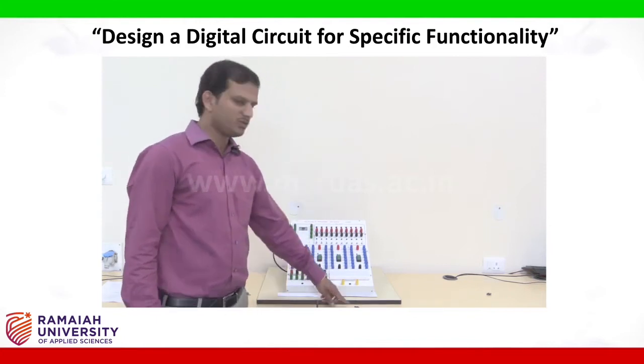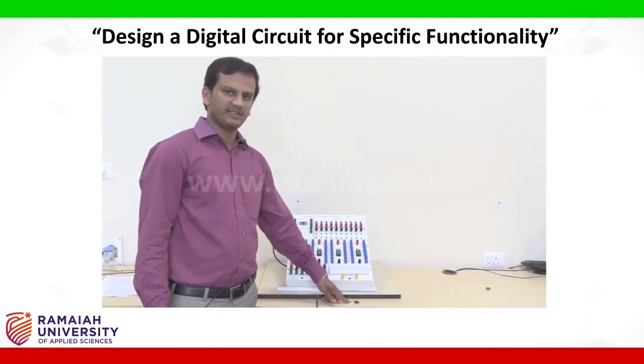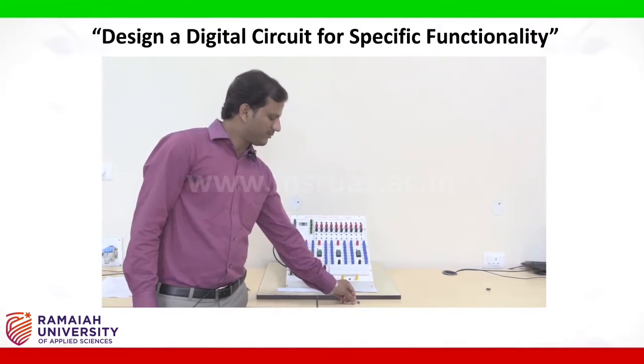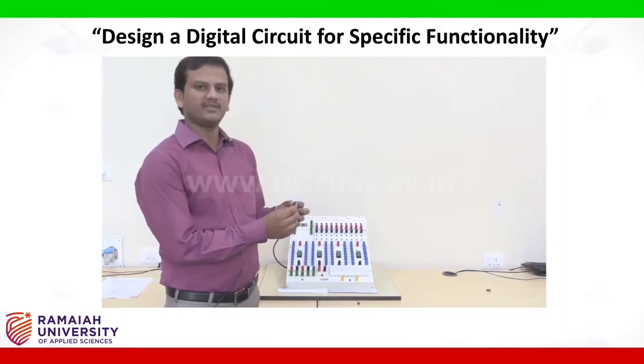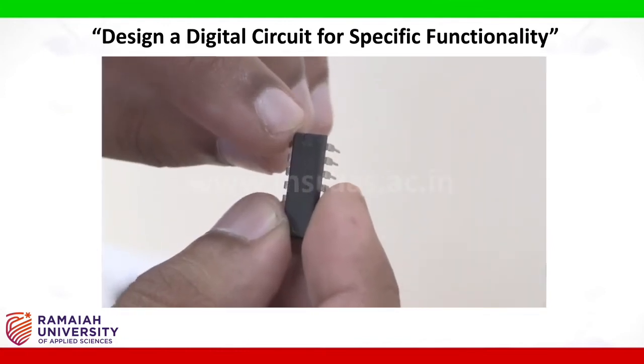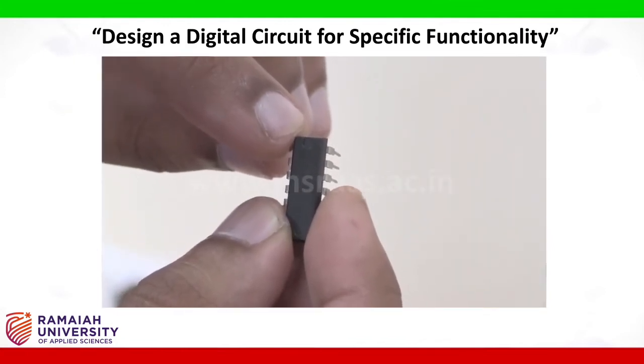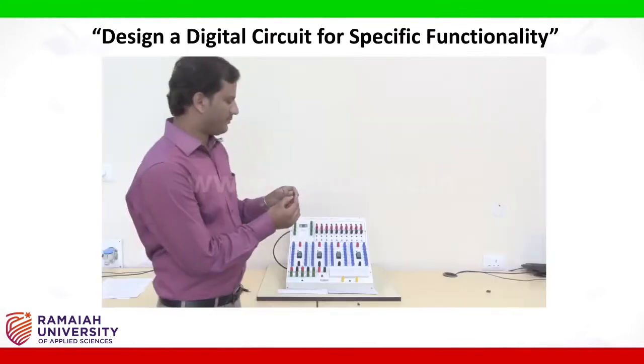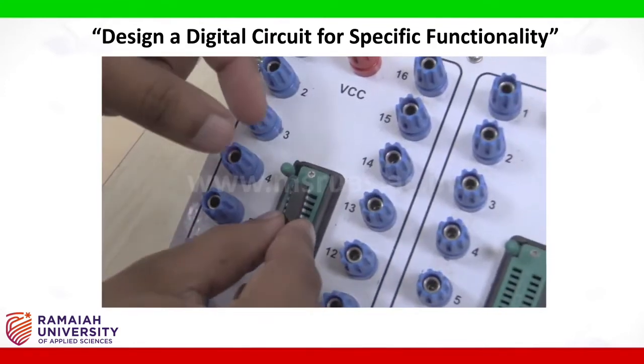Now these are the two same basic gates we are using for this experiment. Now I am placing these ICs into the IC base. This is 7408 IC, and make sure again while placing this IC into the IC base, the notch of the IC should be directed upwards. I am placing this into the IC base.